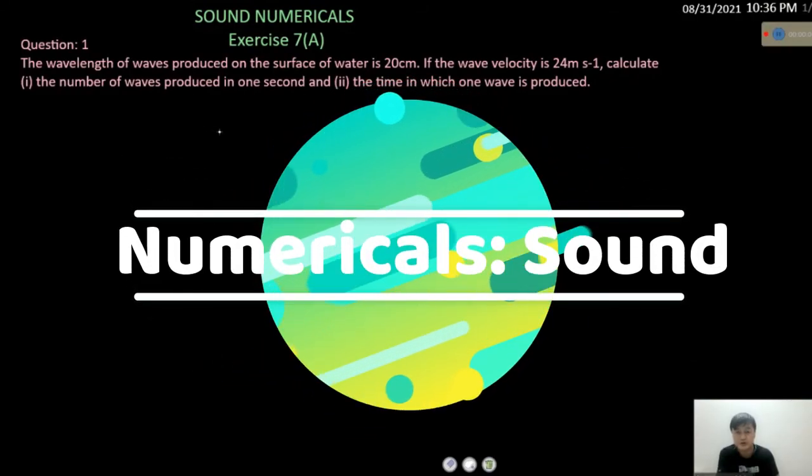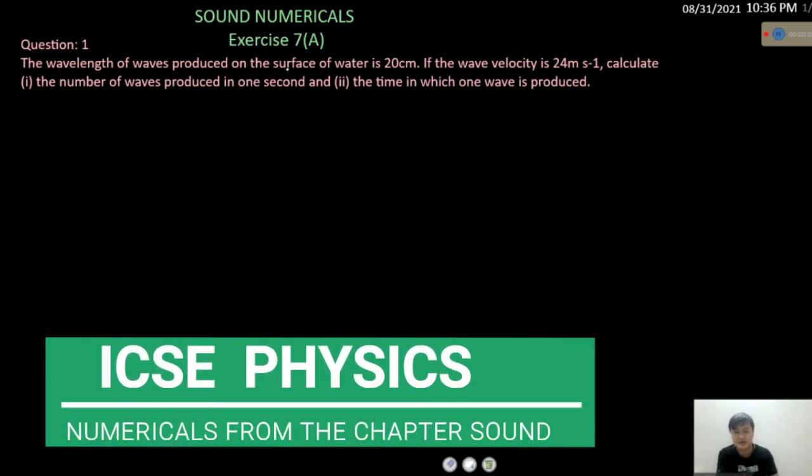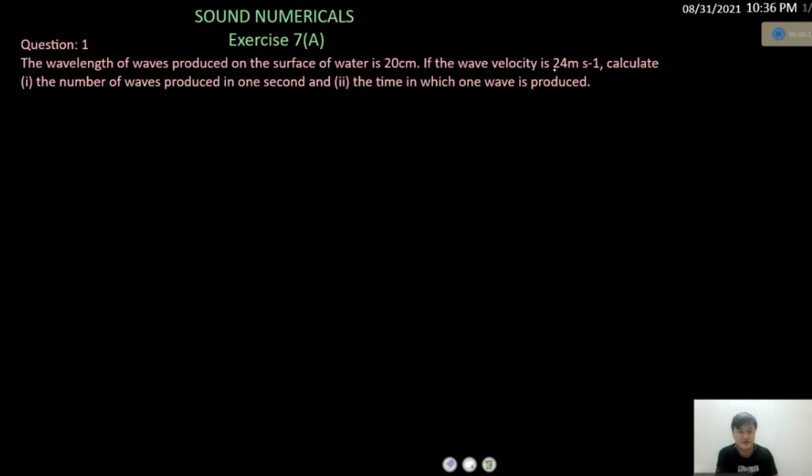Hello, today we are doing numericals from the chapter Sound, exercise 7a. Question number 1. The wavelength of waves produced on the surface of water is 20 centimeter. If the wave velocity is 24 meter per second, calculate number 1, the number of waves produced in 1 second, and 2, the time in which one wave is produced.